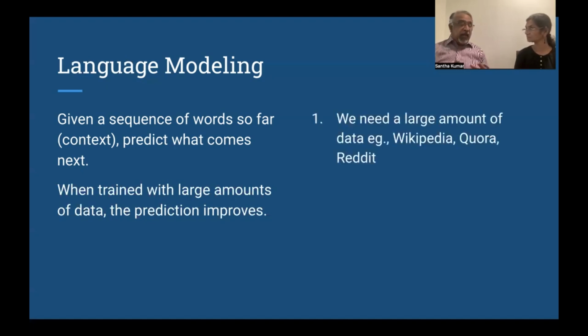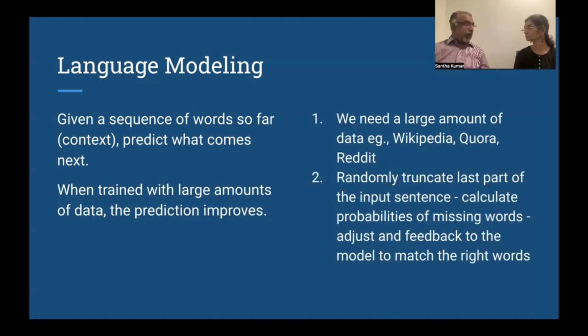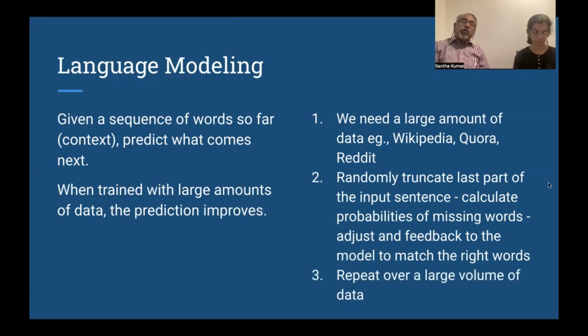What happens is basically we need a large amount of data like Wikipedia or Quora, Reddit. And this large amount of data is fed into the model. But when you're feeding it into the model, you need to truncate some parts of the sentences. Let's say I'm truncating the last part of the sentence and providing the first part of the sentence to the model. And I calculate the probabilities of the missing words and ask the model to predict them. And then I adjust that and provide feedback to the model so that it matches the right words, because you know the right words there, right? So when you start providing the right kind of feedback to the model, then it'll arrive at the right words. And you have to repeat this over a large volume of data, then the accuracy really improves.